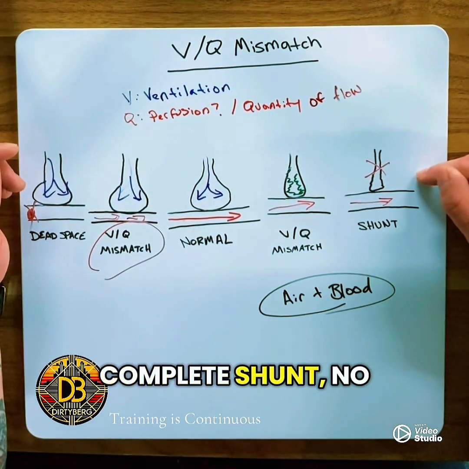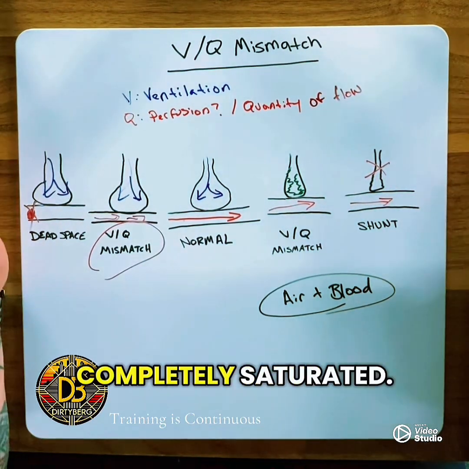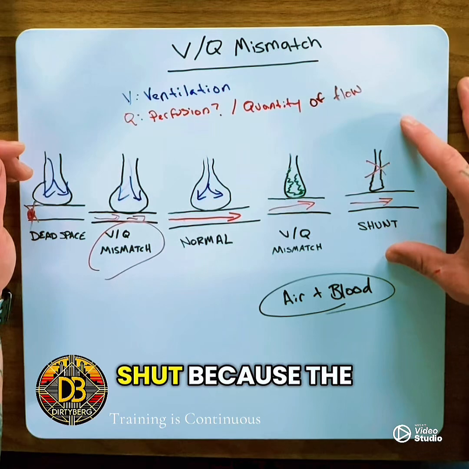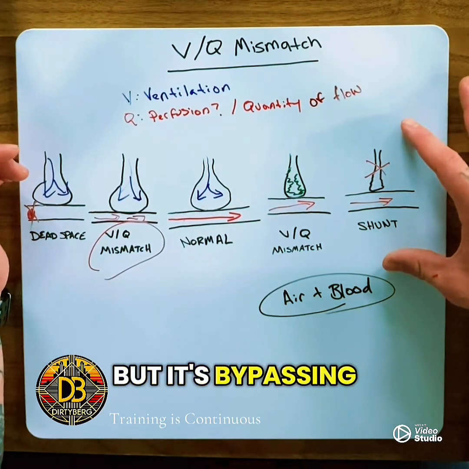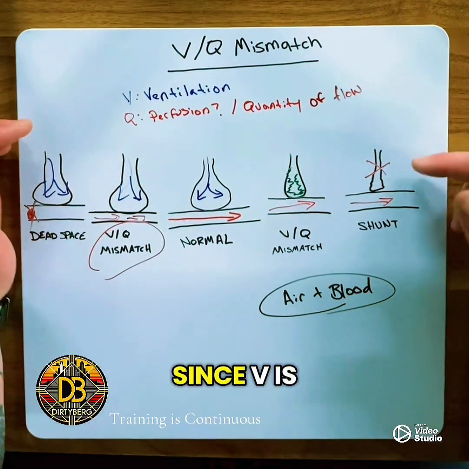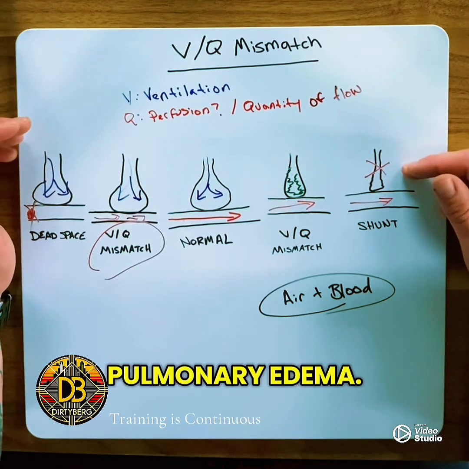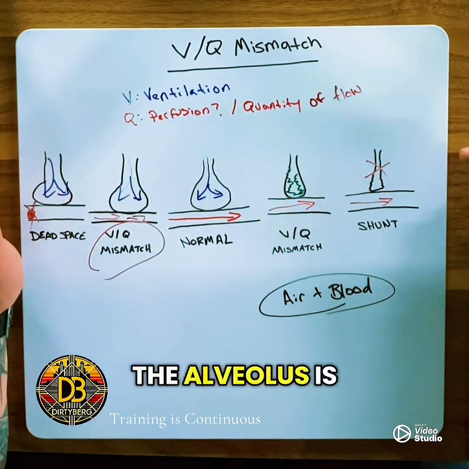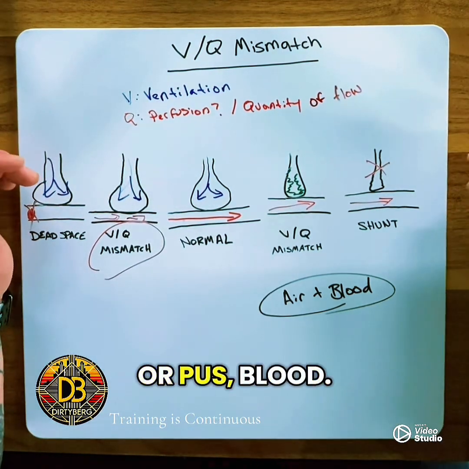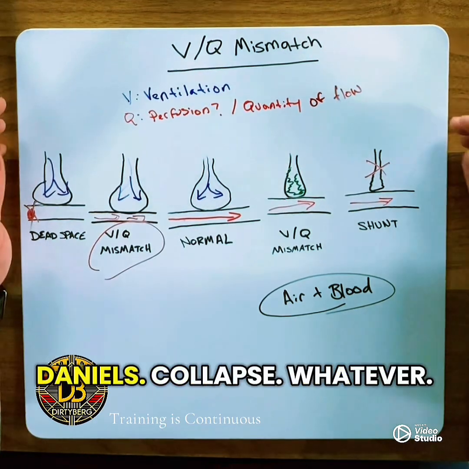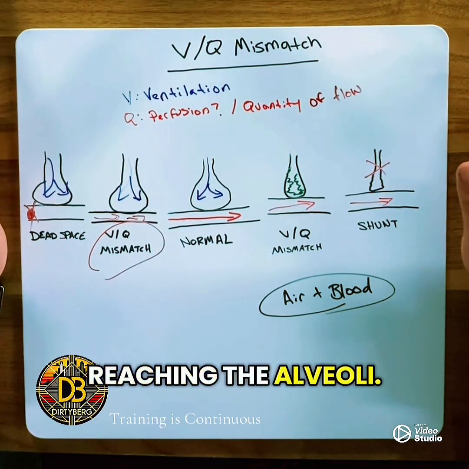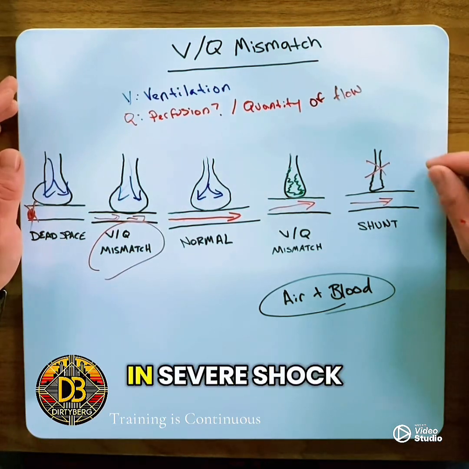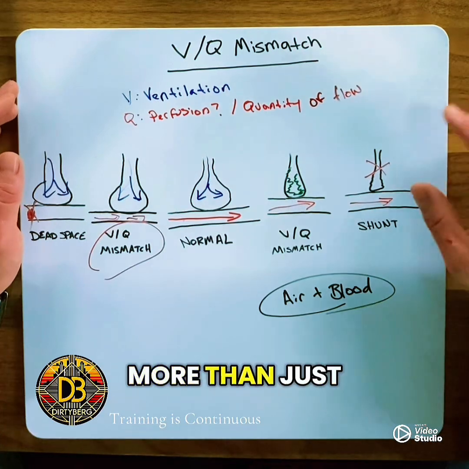Now, complete shunt, no air at all. The alveolus is completely saturated and shut. Blood is still flowing, but the air never arrives. This is called shunt because the blood is entering, but it's bypassing the oxygen, basically taking a little shortcut since V is shut down. This is your severe pulmonary edema. The blood's good. There's no air. In shunt, the alveolus is full of crap, whether it's fluid or pus, blood, vomit and Jack Daniels, collapse, whatever. No air is reaching the alveolus, so oxygen cranked up to 100% on your non-rebreather is not going to do any better than room air. This is why in severe shunt physiology, we need PEEP more than just oxygen.